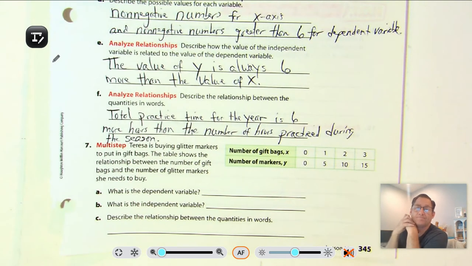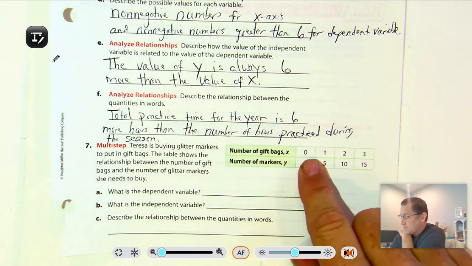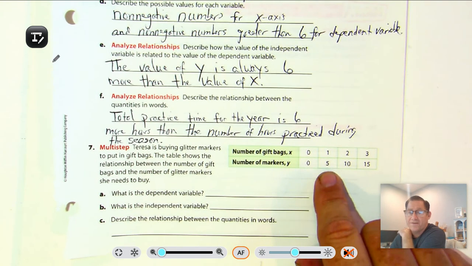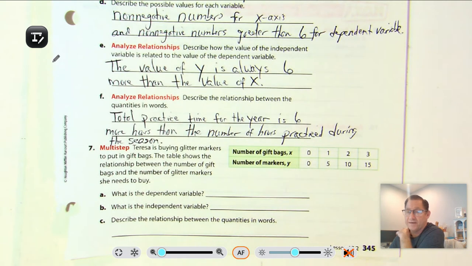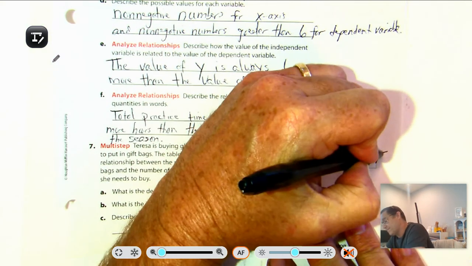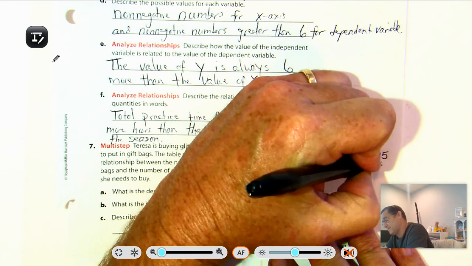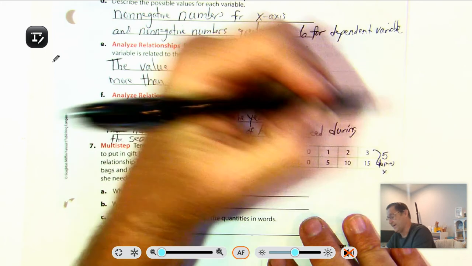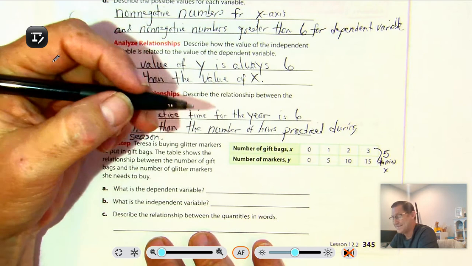So, it's number 7. Teresa is buying glitter markers to put in gift bags. The table shows the relationship between the number of gift bags and the number of glitter markers she buys. So if she doesn't buy any gift bags, she has no markers. If she buys one gift bag, she has 5 markers. If she buys 2 gift bags, 10. All right, so this is always 5 times x. What's the dependent variable?